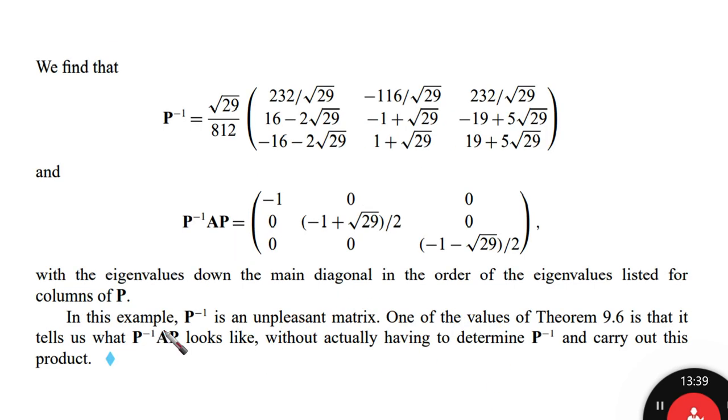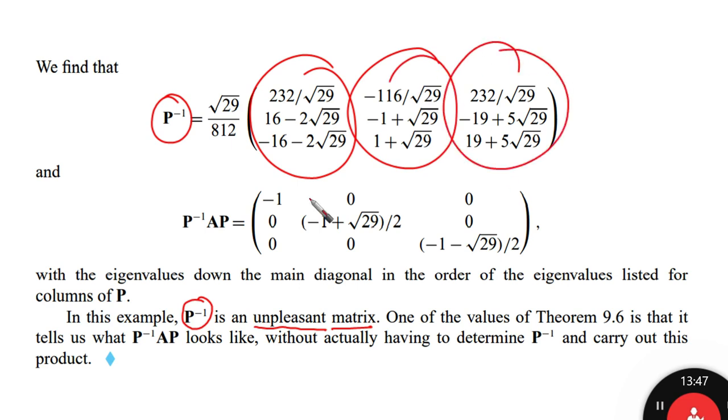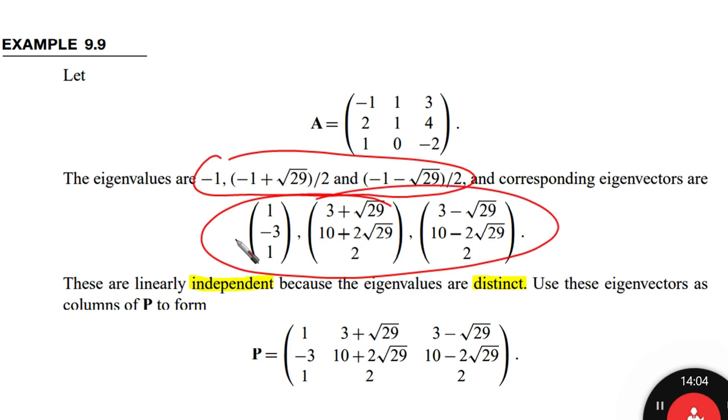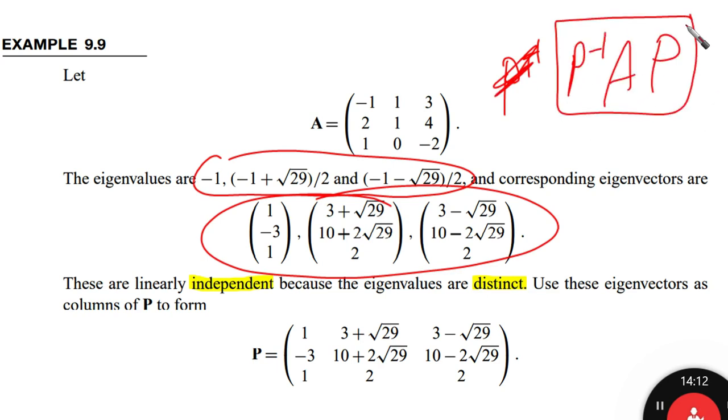So now in this example, P minus 1 is an unpleasant matrix. That's right, look here, it's a lot of calculation, and we need to calculate even P minus 1 AP and so on. But actually, there is no need to multiply and no need to do all of this. We are just giving you the eigenvalues and the eigenvectors in order to be sure that P minus 1 AP is going to give us the eigenvalues along its diagonal. This is what we are trying to verify here, right?